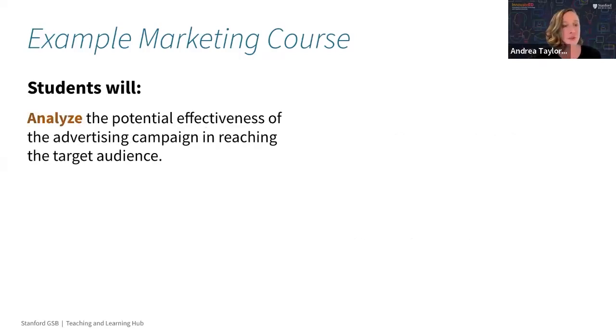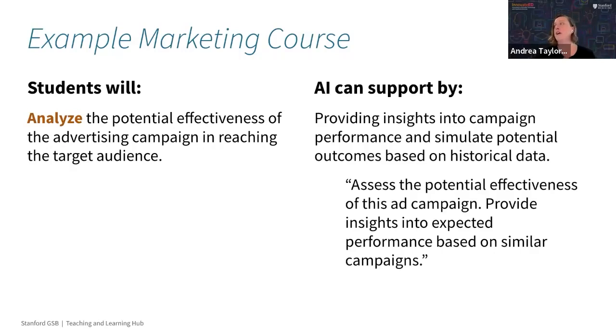I will go through the next two. We have analyze the potential effectiveness of the advertising campaign in reaching the target audience. And AI helped me come up with, provide insights into campaign performance and simulate potential outcomes based on historical data. And there's the sample prompt, assess the potential effectiveness of this ad campaign, provide insights into expected performance based on similar campaigns. So AI is helping me by assessing and helping me exercise my assessment muscles.